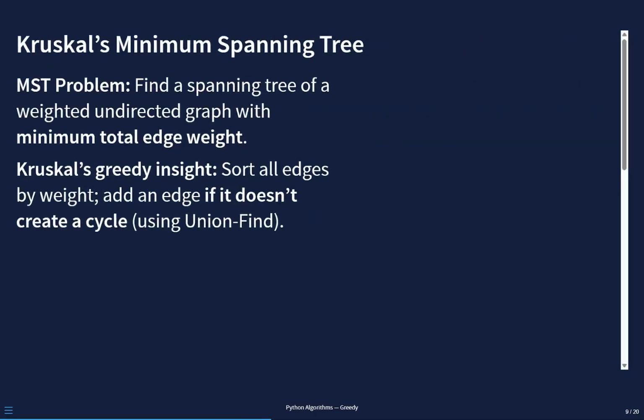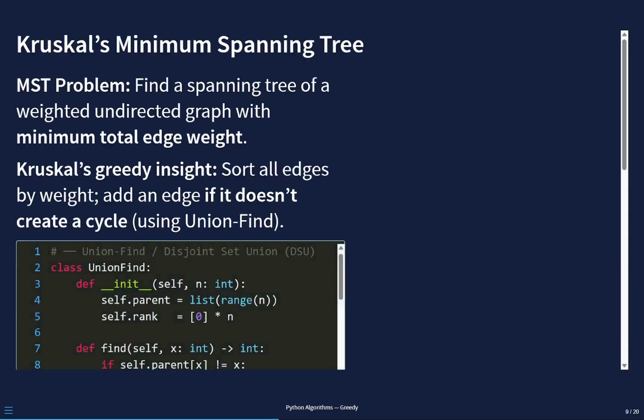Next, a spanning tree of a connected undirected graph is a subset of edges that touches every vertex with no cycles, exactly n-1 edges for n vertices. The minimum spanning tree has the smallest possible total edge weight. Kruskal's algorithm is purely greedy.